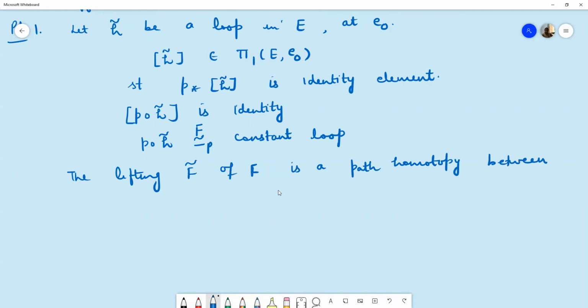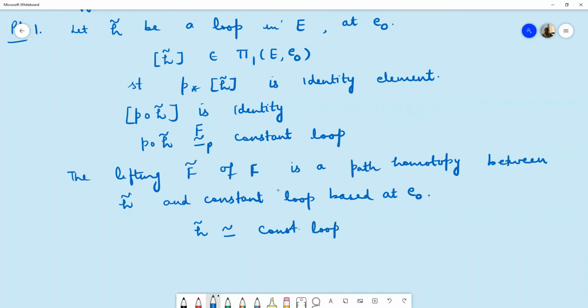the lifting of P circle H curl, which is basically H curl, and the lifting of the constant loop based at B naught, which will be the constant loop based at point E naught. So basically F curl is a path homotopy between H curl and the constant loop based at E naught. So we have proved that H curl and the constant loop are homotopic to each other, path homotopic to each other.